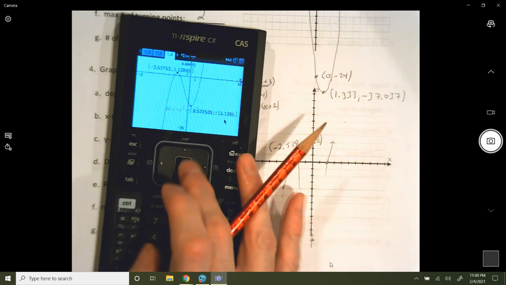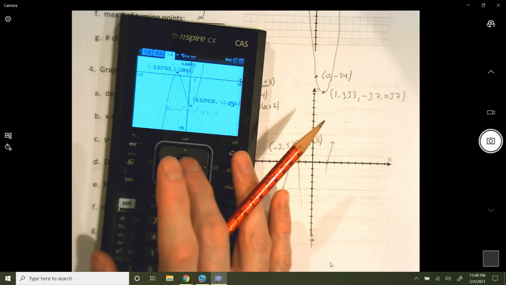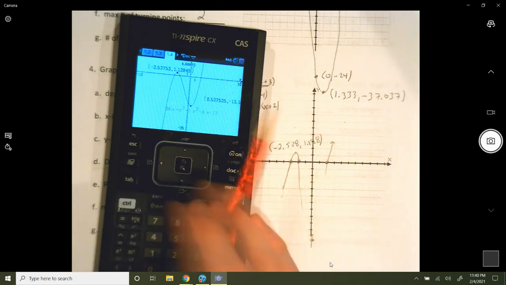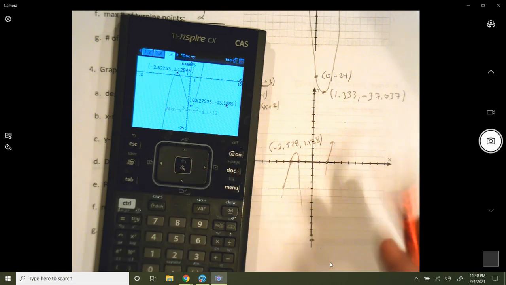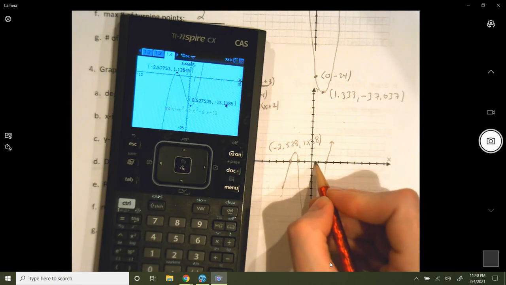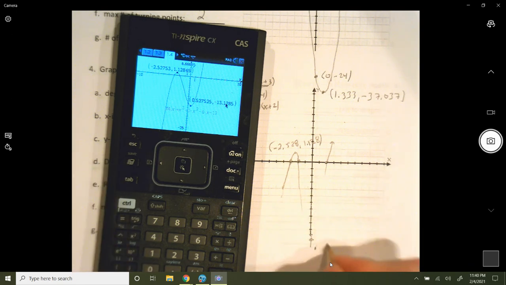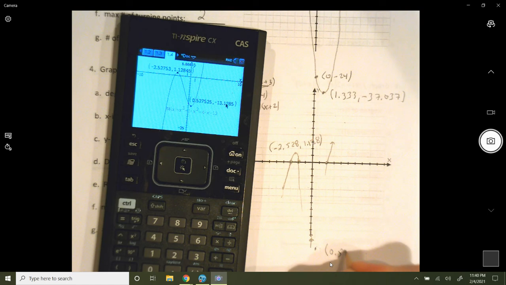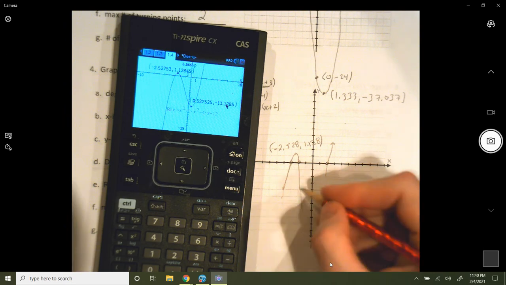Sometimes the calculator plops stuff on top of each other, so I'm going to grab that and move it out of the way. Okay, so 0.52, and hit enter again to let go of it. So about 1/2 to the right and down 13. So about here. 0.528, comma, negative 13.129. And that's a low point.